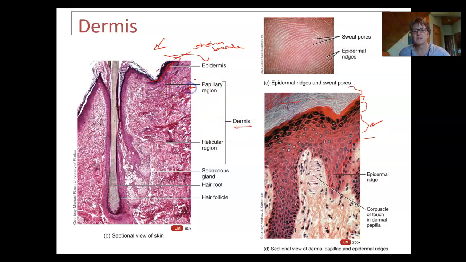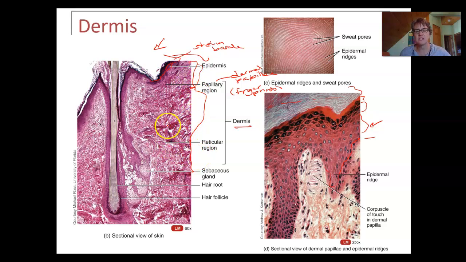But we're talking about the dermis, and the dermis has 2 regions. It has an uppermost papillary region, and then it's got all the rest in this reticular region. And the papillary region, claim to fame, is that it has these dermal papilla. Dermal papilla are what make your fingerprints. They're the source of fingerprints, and that's coming from the papillary region.